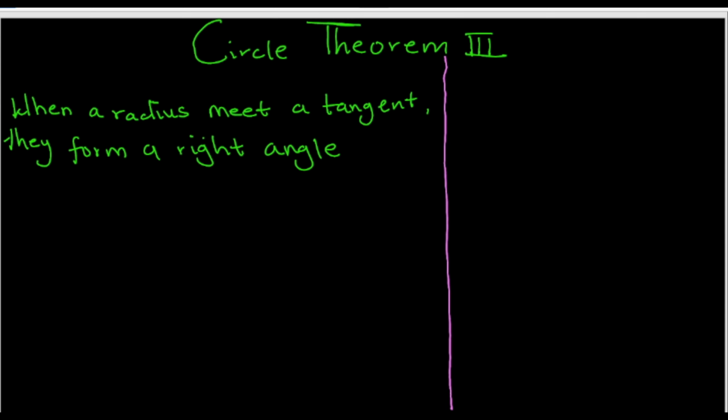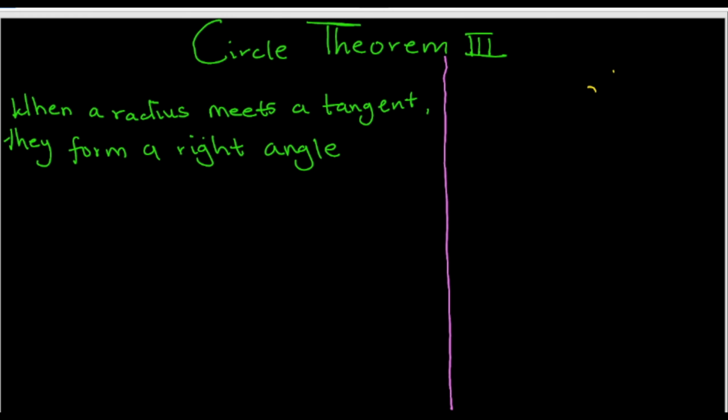Okay, so second theorem 3. The third theorem says when a radius meets a tangent, they form a right angle. So let's explain this theorem. Let's draw.